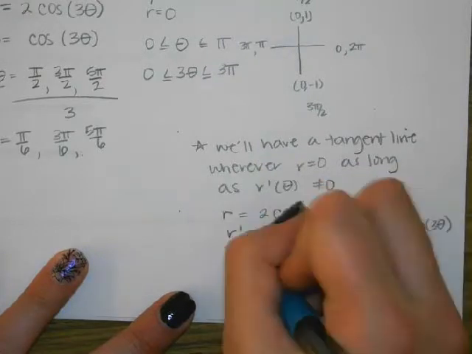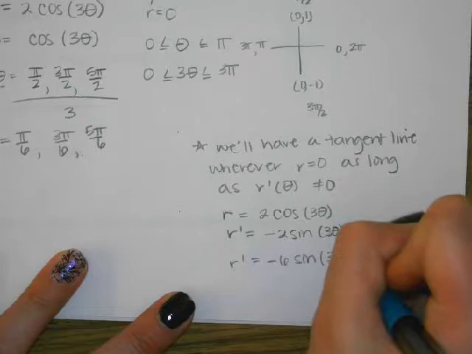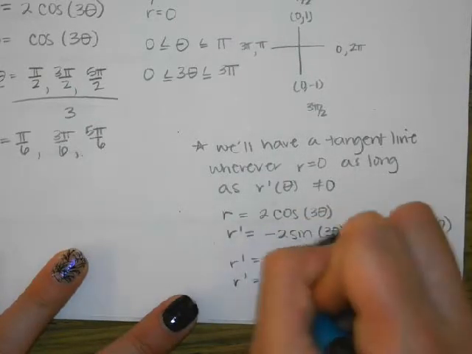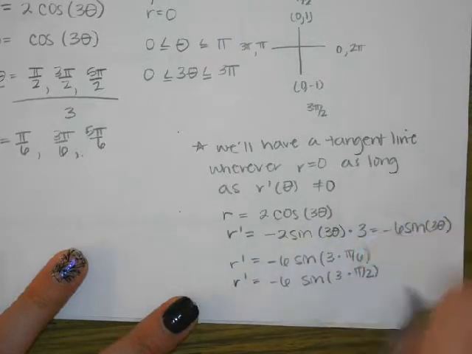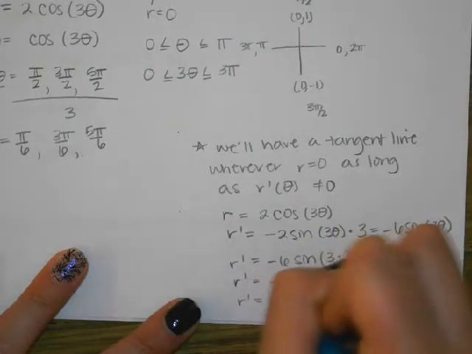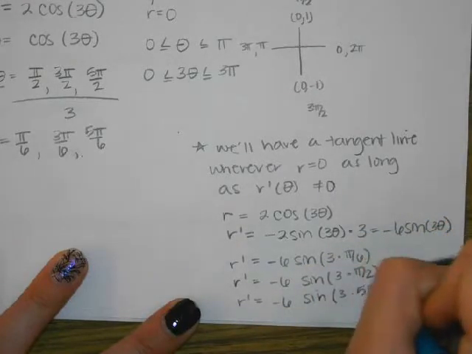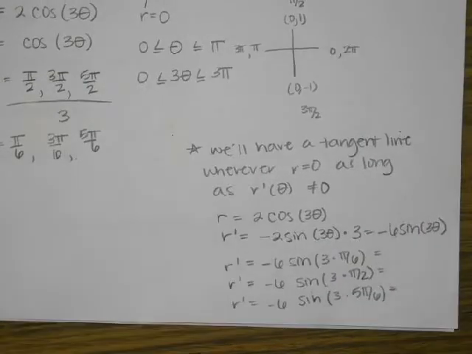So I'm going to say, as long as r prime, negative 6 times sine of 3 times pi over 6, has to not equal 0, 3 times pi halves has to not equal 0, and 3 times 5 pi over 6. You can go ahead and type those in a calculator. We just want to make sure they don't equal 0.